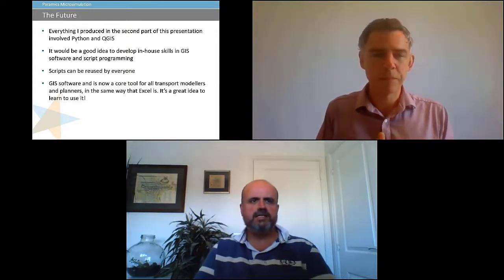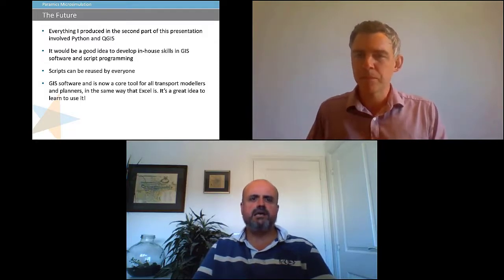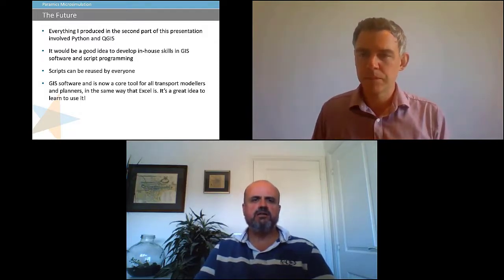Okay, I see Brian's asked a question. How does a model handle comparisons, for example, link flows between non-identical models?